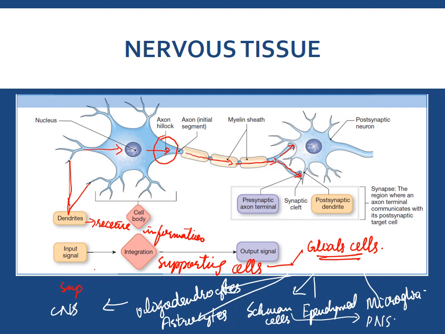Microglia. These are micro... Then oligodendrocytes. And then astrocytes. We divide the nervous tissue. They make up the nervous system. They are the building blocks of the nervous system. Now these Schwann cells, we divide the nervous system into peripheral and central nervous system. Oligodendrocytes are present in the central nervous system, while Schwann cells are present in the peripheral nervous system.